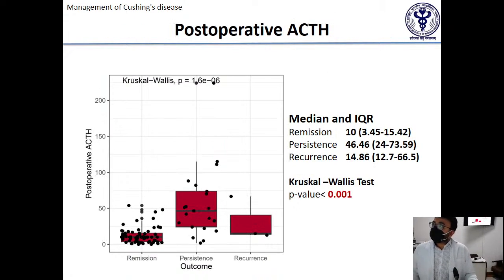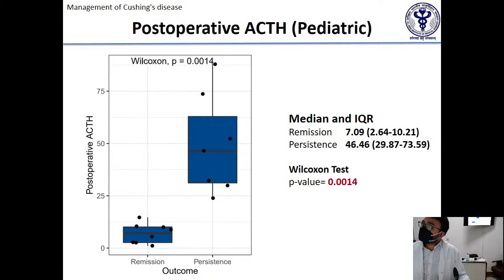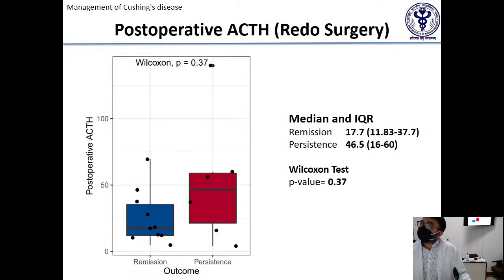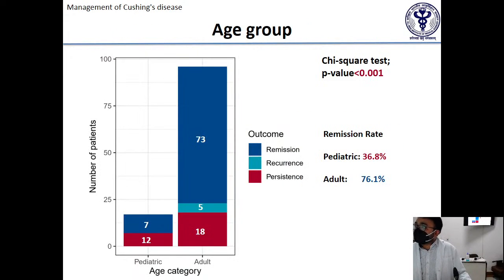Similarly, postoperative ACTH was found to be a significant predictor of outcome in the overall group, the primary group, and the pediatric group. However, it did not come out to be a significant predictor in the redo group, though the patients who underwent remission in the redo group also had a lower ACTH level, but this did not come out to be a significant predictor of the remission outcome.